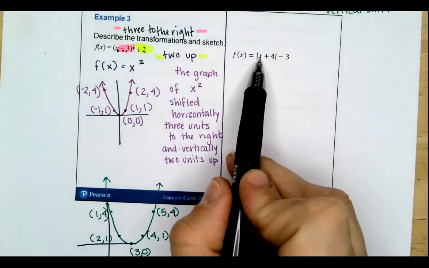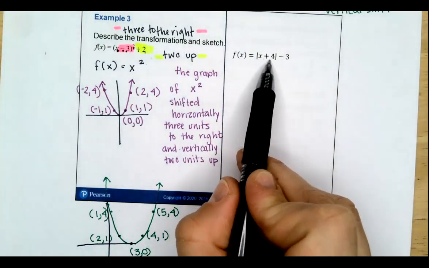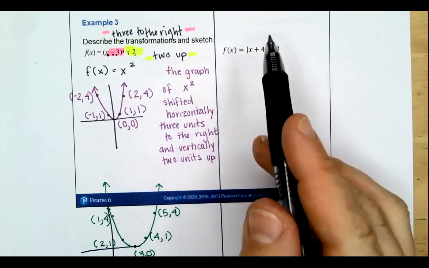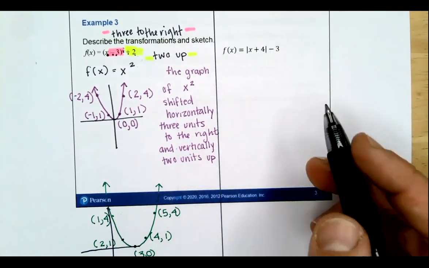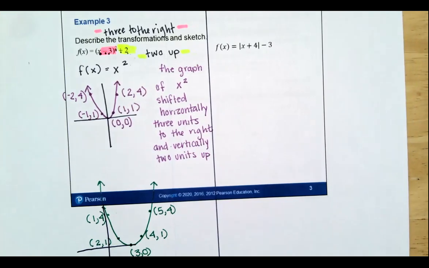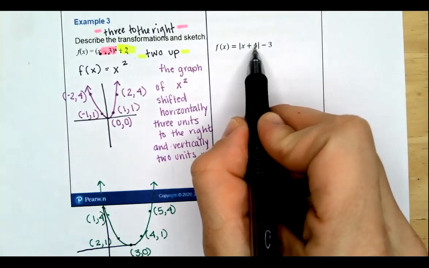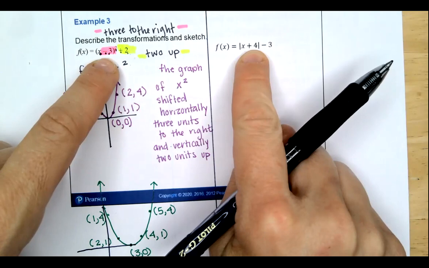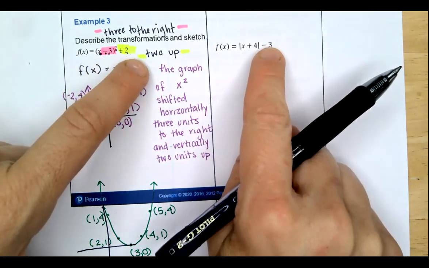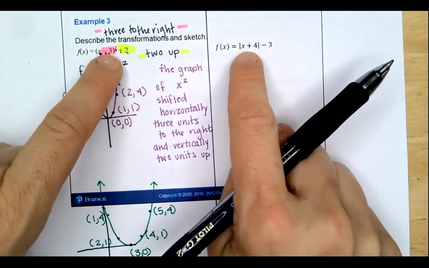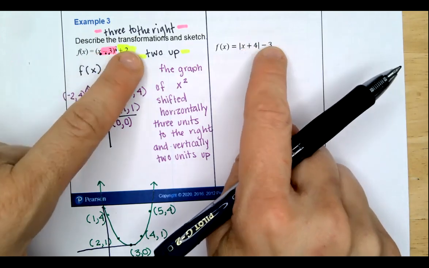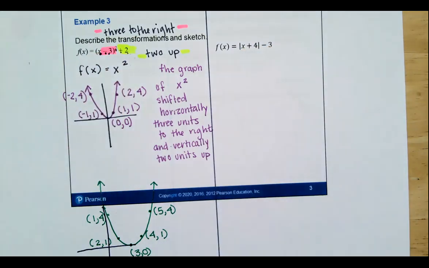f of x equals the absolute value of the quantity x plus 4, and then minus 3 outside that grouping symbol, okay? So the plus 4 is a horizontal translation, and then the minus 3 is a vertical translation. You know that because these are grouped. These are outside the grouping symbols, right?